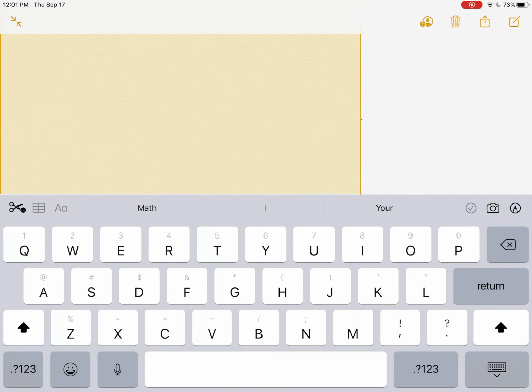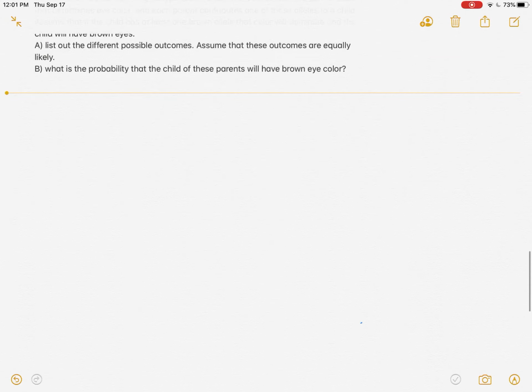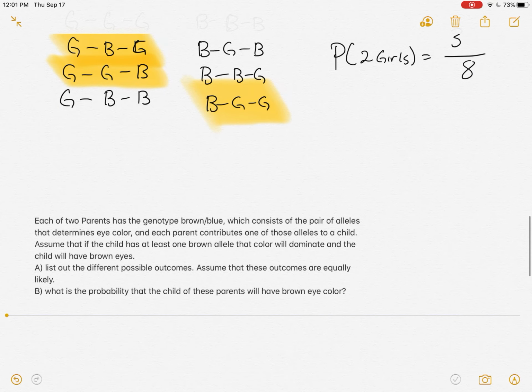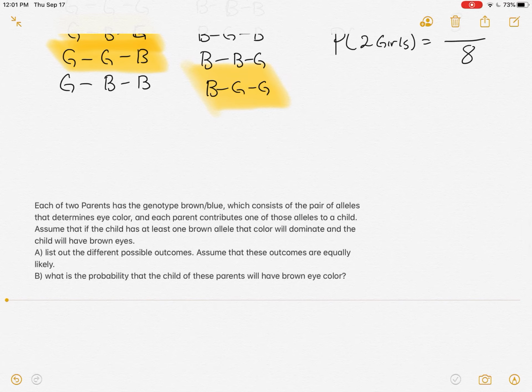So I kept moving down a question. I hope I didn't lose it in that process. I might have, though. Nope, there it is. So let's take a look at this question. I apologize, but it was in the homework, and I wanted to make sure we addressed it.